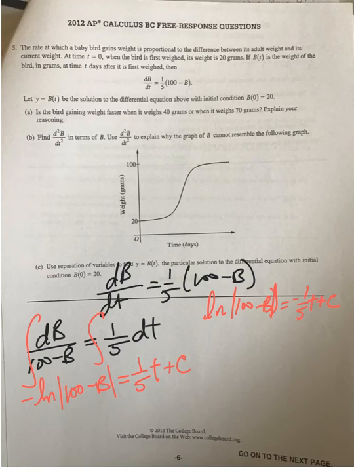Get rid of the natural log. You're going to e both sides. And remember, to get rid of the absolute value, you have to have a plus or minus. So we're going to say a equals plus or minus e to the c. We did this way back when. So then you'll have 100 minus b equaling a e to the negative 1/5 t.